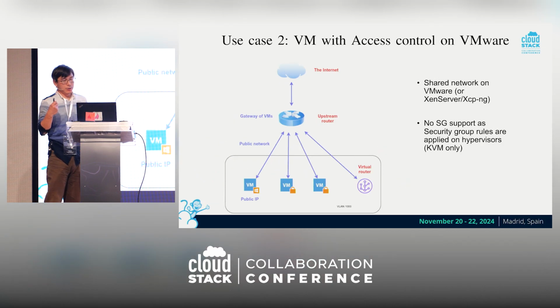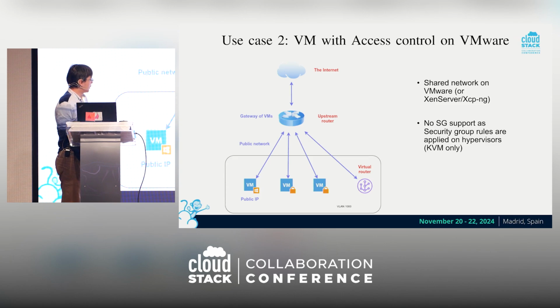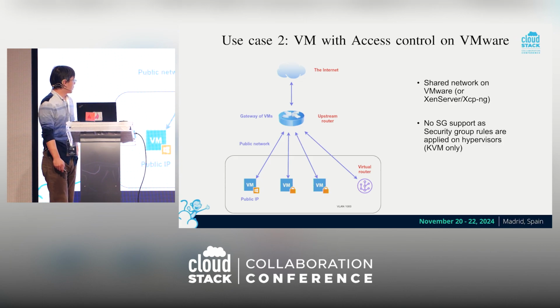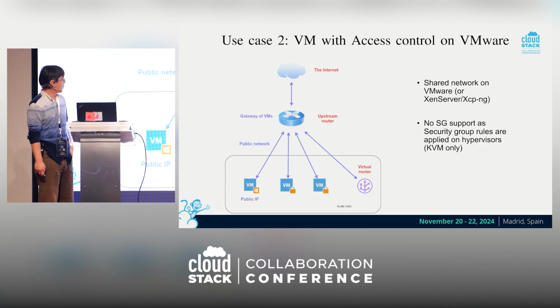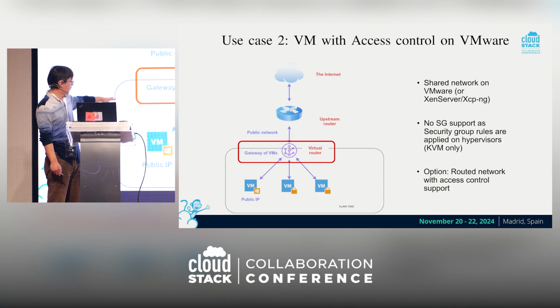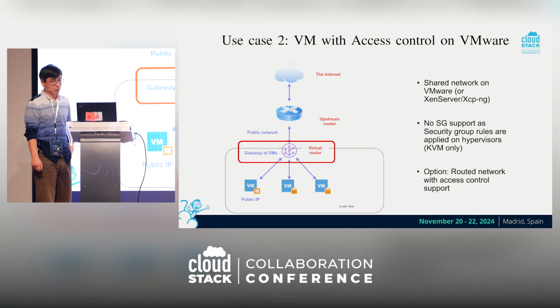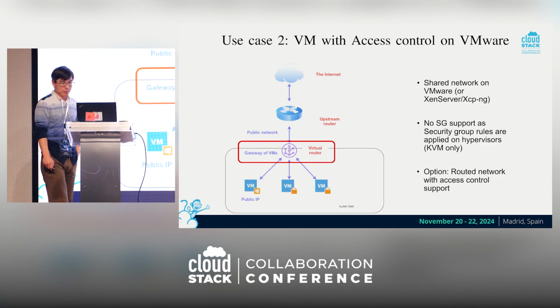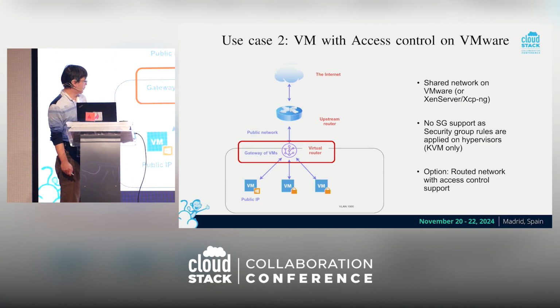So this provides more flexibility and scalability. Some users use shared networks on VMware, but as I just said, security groups don't support VMware for shared networks. So I think sometimes it's a big security issue. With routed networks, it's possible to configure IPv4 and IPv6 firewall rules in routed networks, which will improve the security of the network.